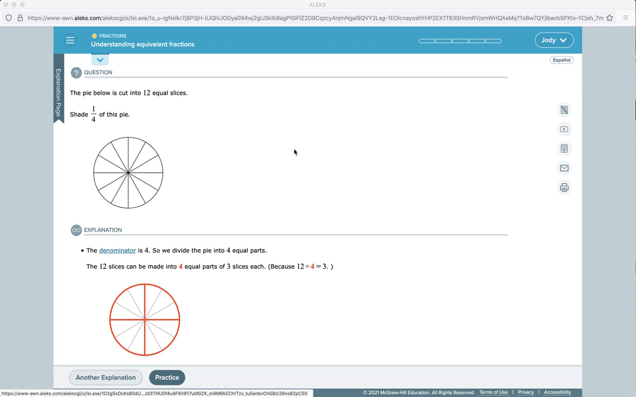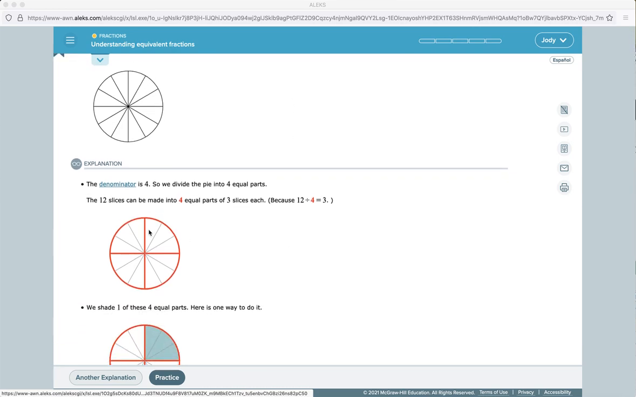So the size of the circle is the same, but now instead of 12 pieces, we're going to cut it into 4. And 12 slices, we know, can be made into 4 equal parts of 3 slices each. I just took 12 divided by 4 and I get 3. So I knew that each of the 4 parts had to have 3 slices because 4 times 3 gives us 12, so we get back to the original.